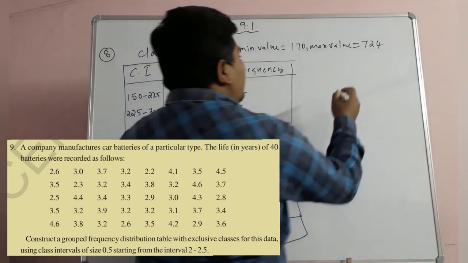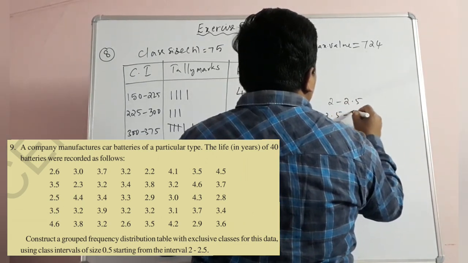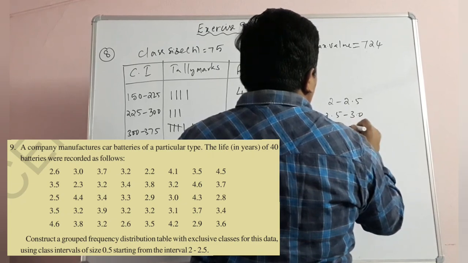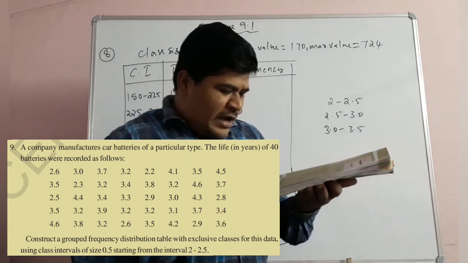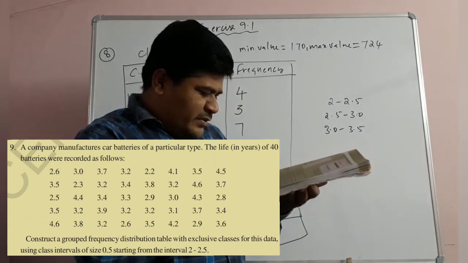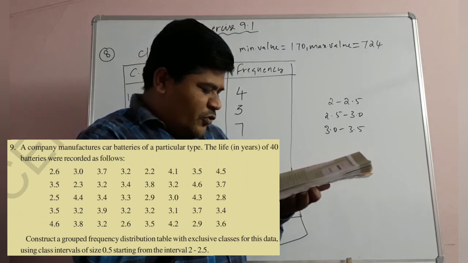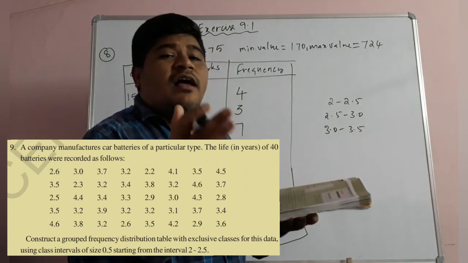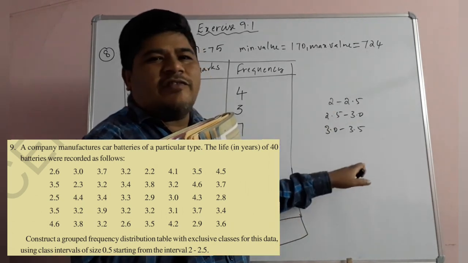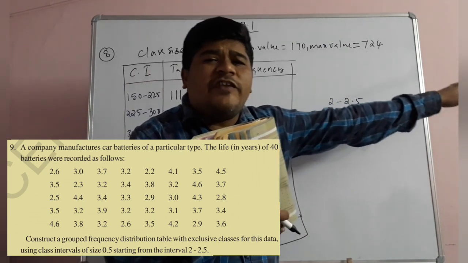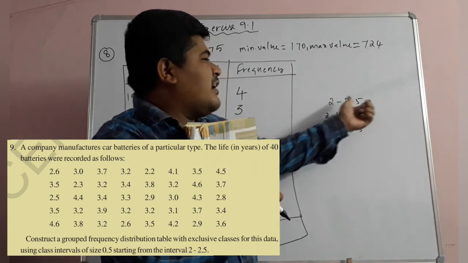It means we have to take class intervals like 2 to 2.5, 2.5 to 3.0, 3.0 to 3.5. So like this we have to take the class intervals, depending on the maximum value. Suppose 4.6 is the maximum value. So we will take 4.5 to 5.0 as the last class interval. Okay, so like this we have to take the class intervals. Next, tally marks. After that, frequencies. So count how many numbers are there in that particular class interval.